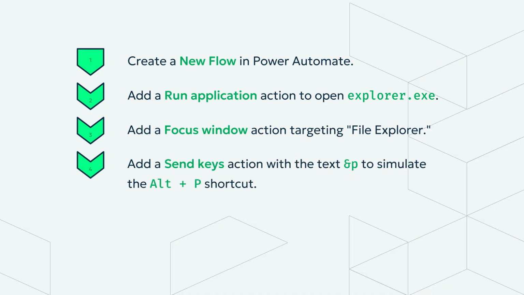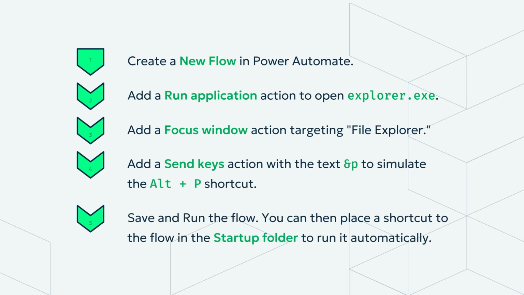Add a Send Keys action with the text {Alt}{P} to simulate the Alt+P shortcut. Save and run the flow. You can then place a shortcut to the flow in the Startup folder to run it automatically.